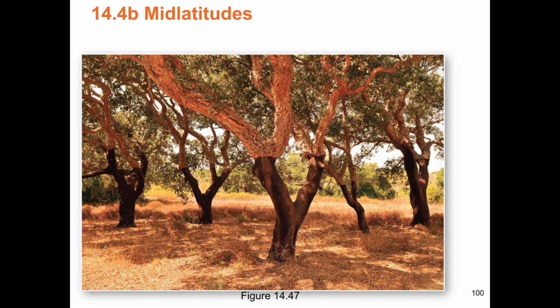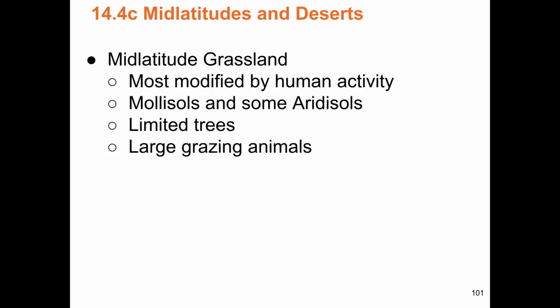For the cork oaks, in the too long didn't read slides, I threw in some pictures of Corsica, and it looks exactly like this because Mediterranean climates produce plants that look the same. Just like desert plants all over the world, they're going to look the same.